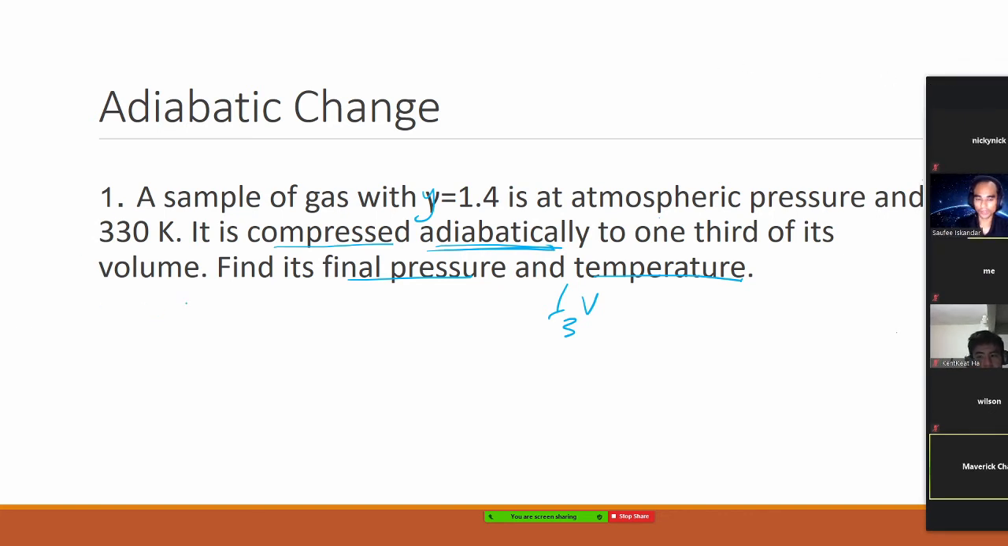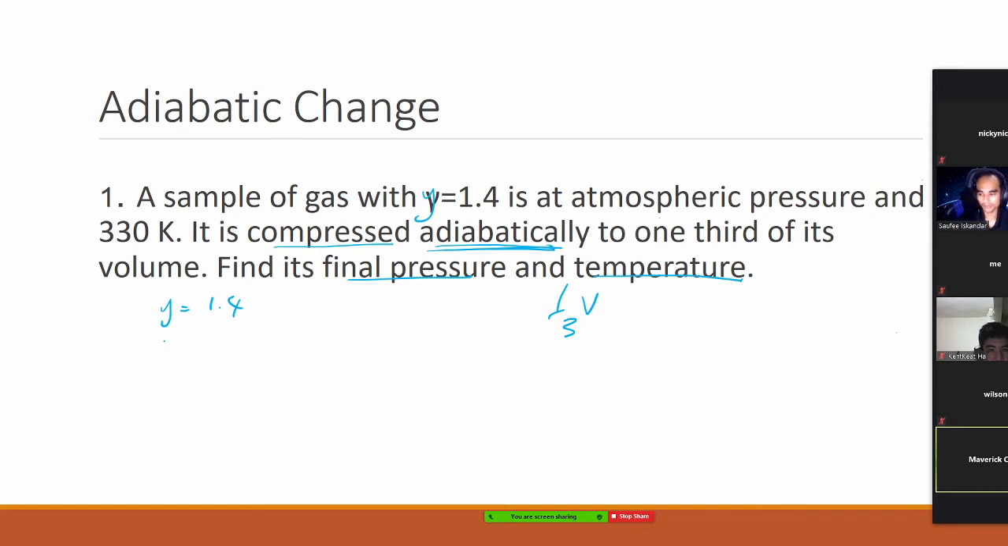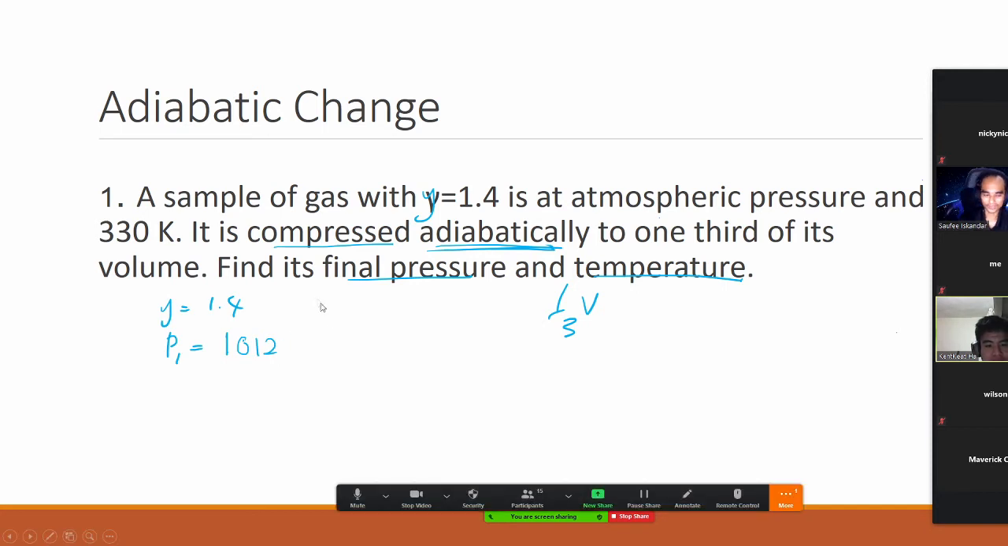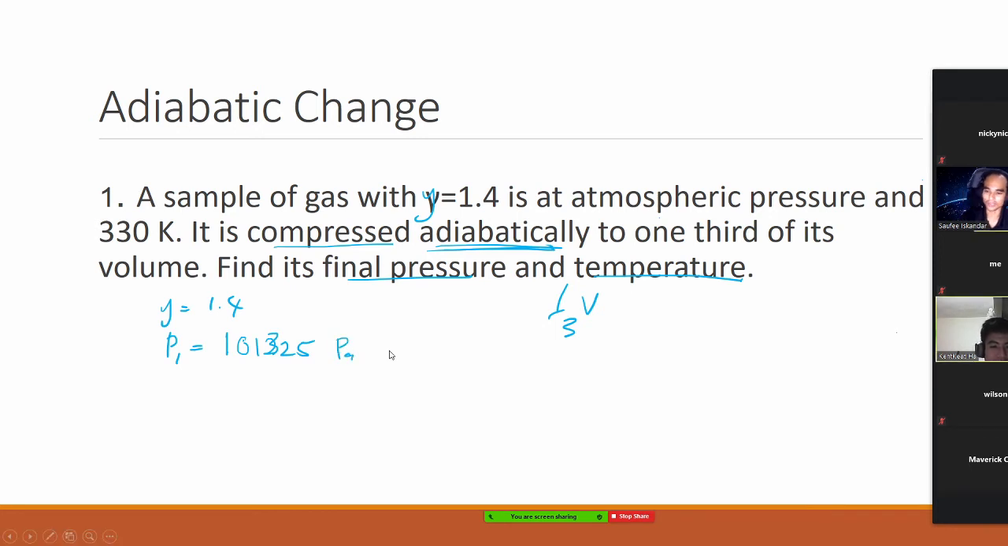So what we have here is gamma equals 1.4. Atmospheric pressure: how much is it? The atmospheric pressure is 101 kPa, or 101,325 Pascal.